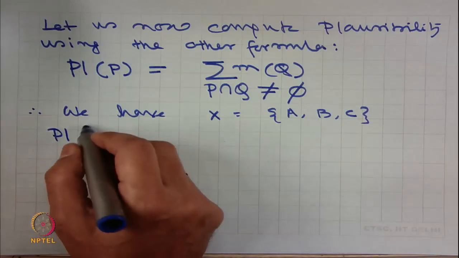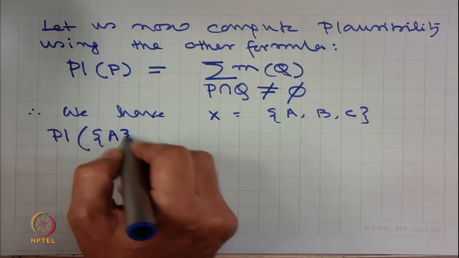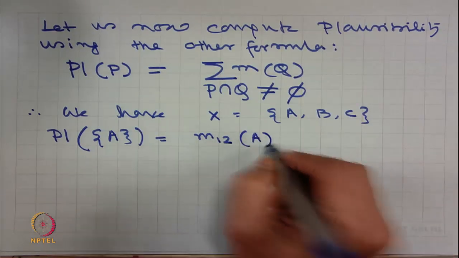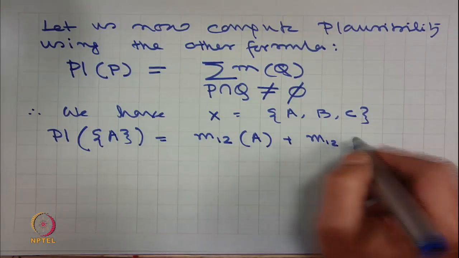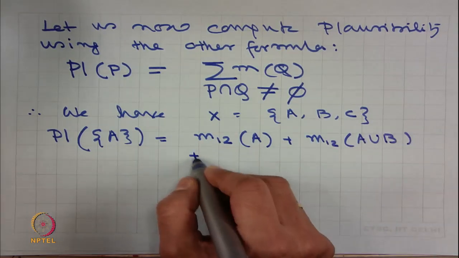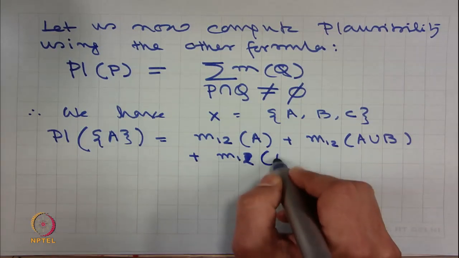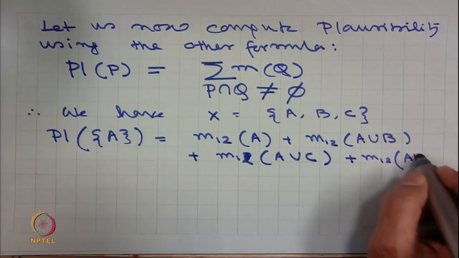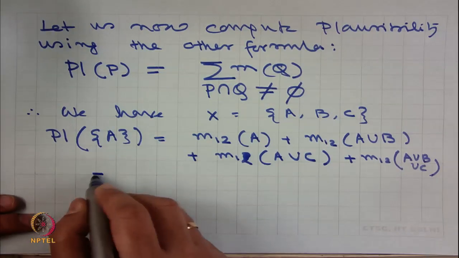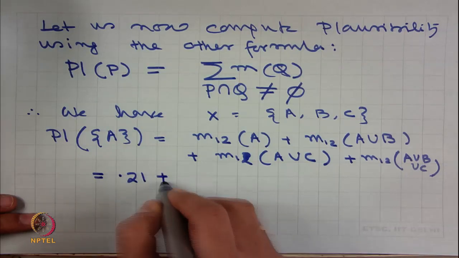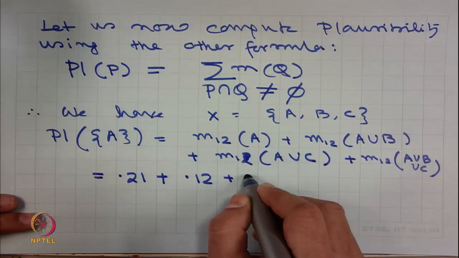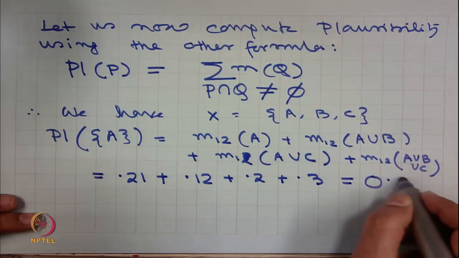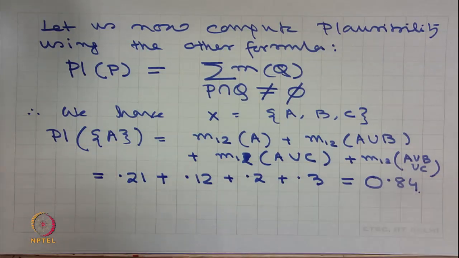Therefore, plausibility of the singleton set A is equal to M12 A plus M12 A union B plus M12 A union C plus M12 A union B union C, which is equal to 0.21 plus 0.12 plus 0.2 plus 0.3, which is equal to 0.84.